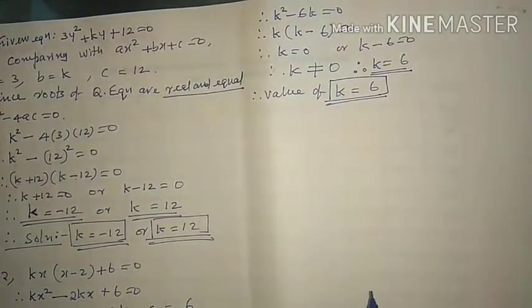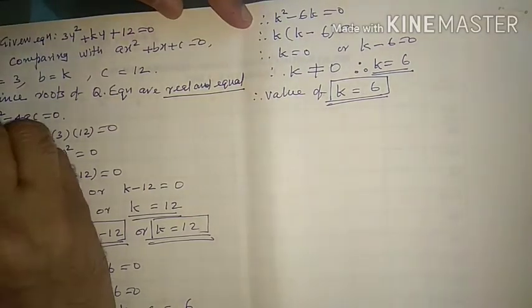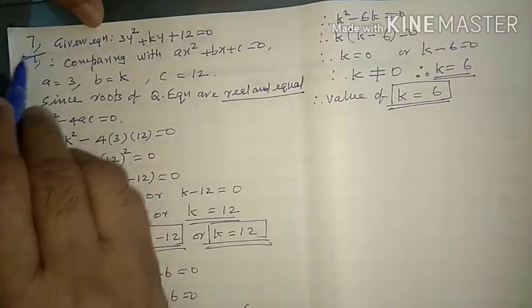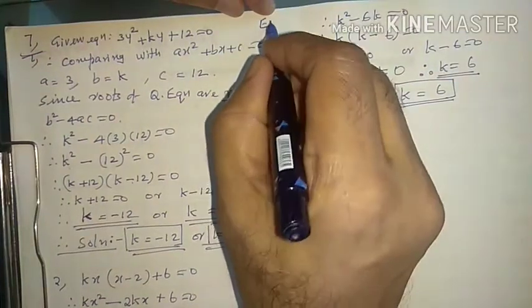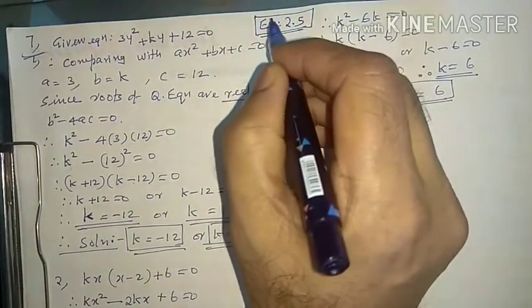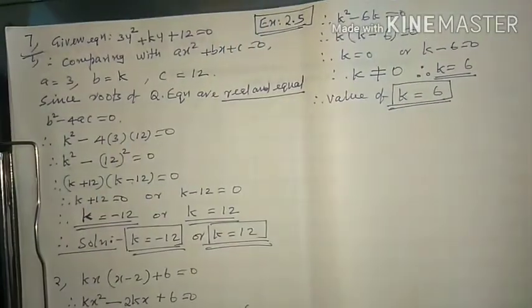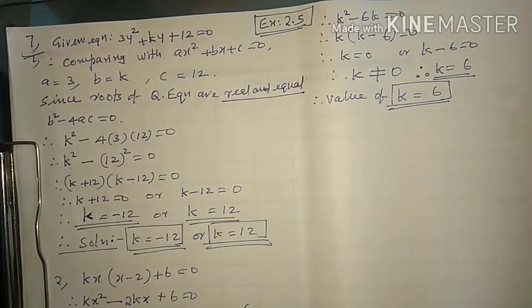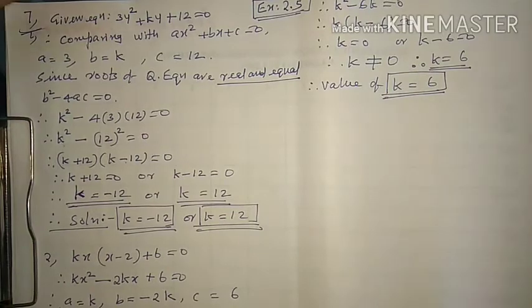This is question number 7-2. With this question number 7, exercise 2.5 of quadratic equation gets over. It is over. With that 2.5 exercise gets over.